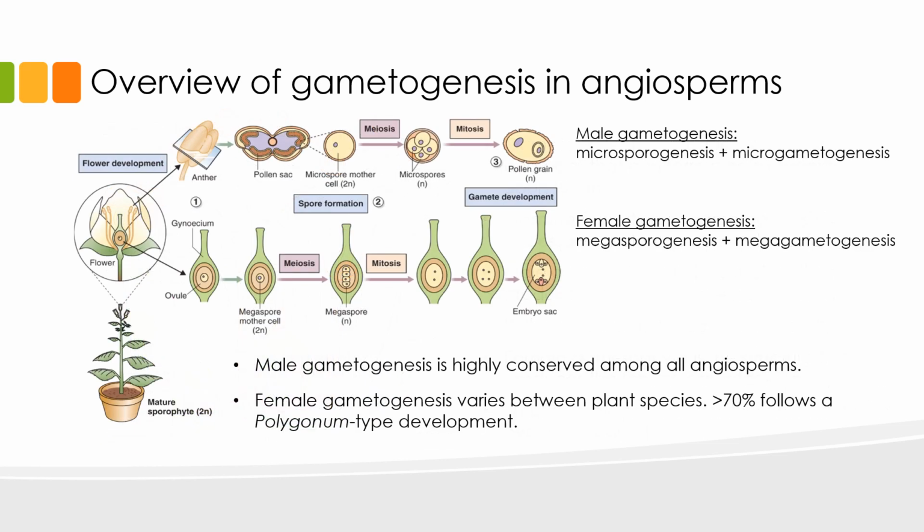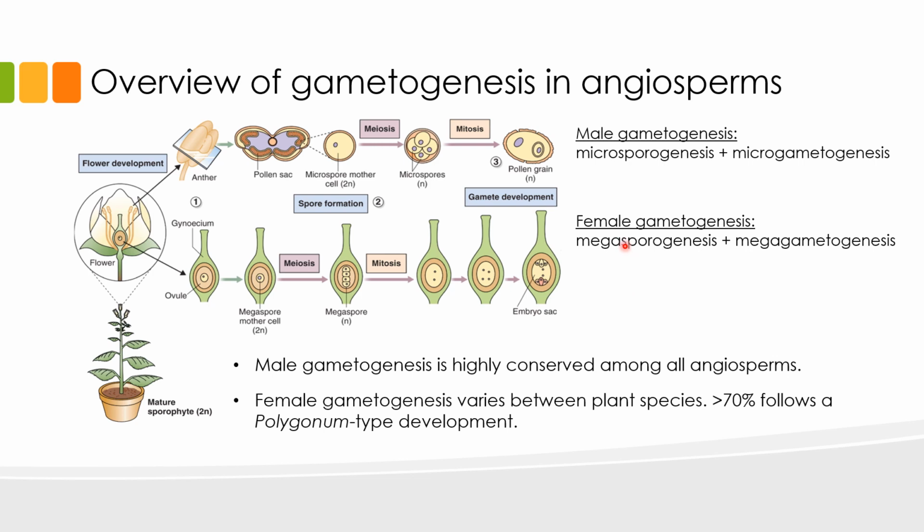This slide shows you an overview of gametogenesis in flowering plants. The term gametogenesis just means gamete formation. The top panel illustrates the process of male gametogenesis, while the lower panel illustrates the process of female gametogenesis. Both male and female gametogenesis can be divided into two events, namely sporogenesis and gametogenesis. We will discuss this in more detail later, but at this point, I want to make the distinction in the terminologies used to describe these processes in the male and female gametophyte.